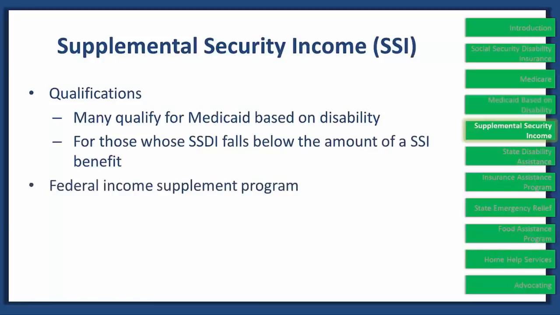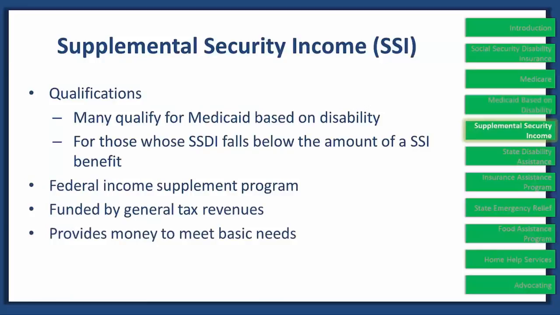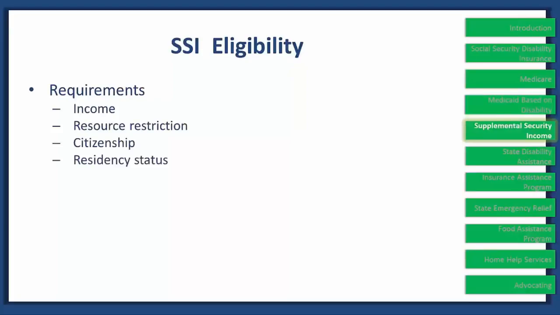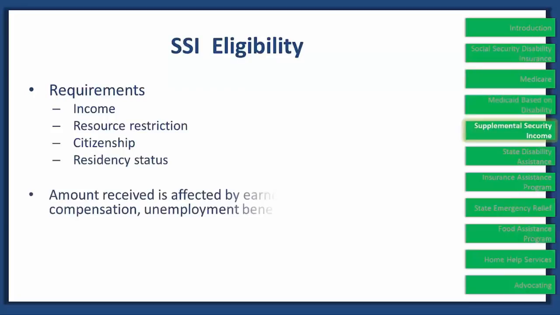This is for people whose SSDI falls below the amount of SSI benefits. SSI is a federal income supplement program that is funded by general tax revenues and provides money to meet basic needs for food, clothing, and shelter. The eligibility requirements also include income and resource restrictions, as well as citizenship and residency status requirements. The amount of SSI received is affected by the client's earned income, workers' compensation, unemployment benefits, or pension.